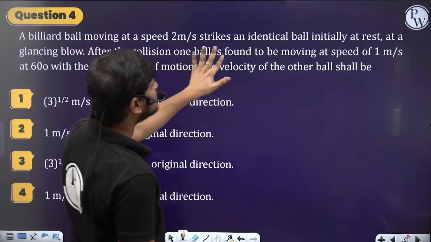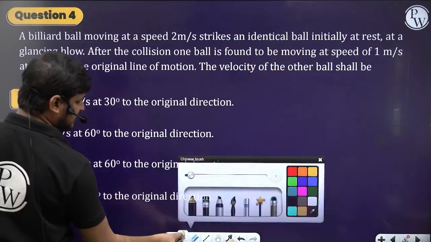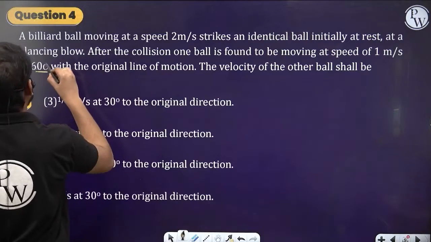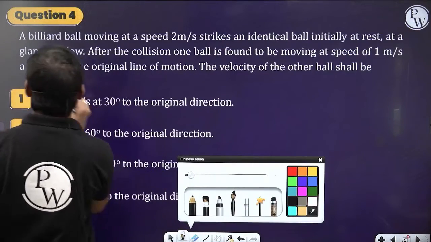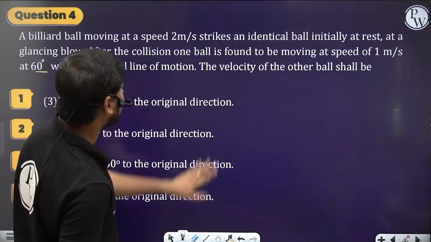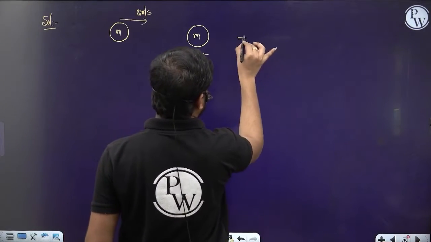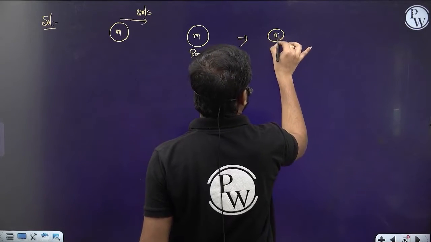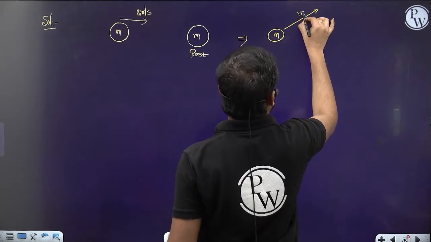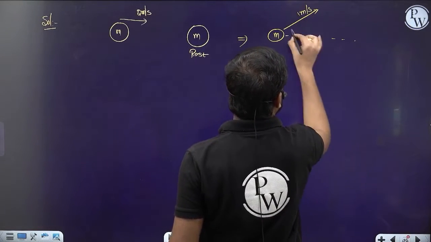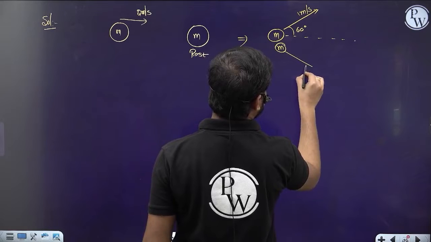After the collision, one ball is found to be moving at a speed of 1 meter per second at 60 degrees. This is not 600, this is 60 degrees, guys. Fine, with the original line of motion. So after collision, the one particle m is moving at 1 meter per second at 60 degrees with the original line. So this is the original line, and this angle is going to be 60 degrees. Then the other mass should move in this direction with some velocity v.